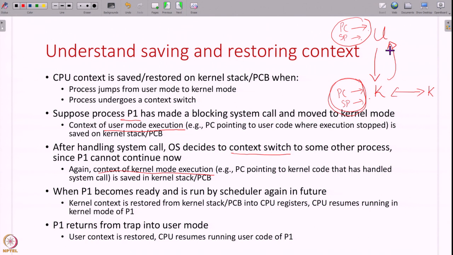So there is a separate kernel context, there is a separate user context. Just understand that whenever you stop a process at any place, either in user code or kernel code or for a function call, wherever you stop, you will save context, and once that event is done, you will restore context. Therefore, in your kernel stack or PCB, there will be multiple instances where you are saving and restoring context. This is a subtle point to understand what we mean by saving and restoring context.